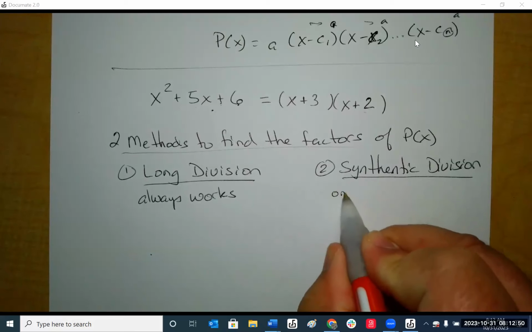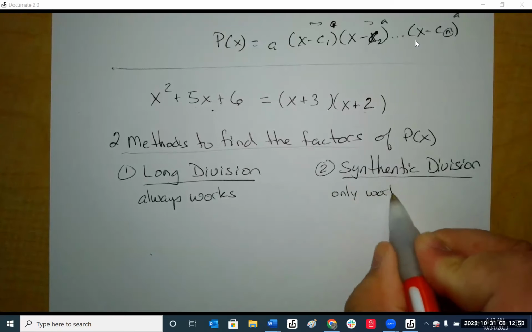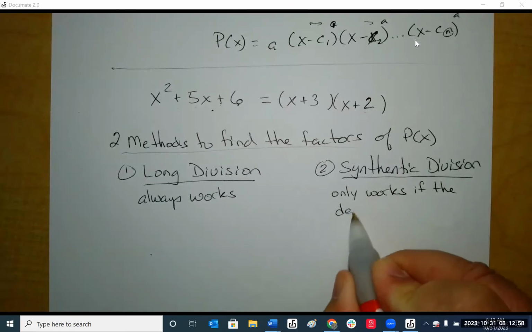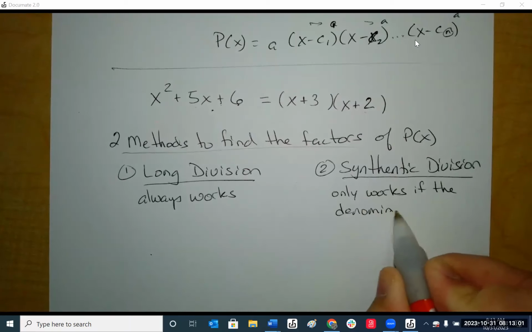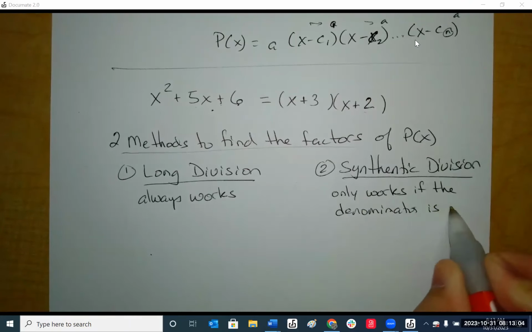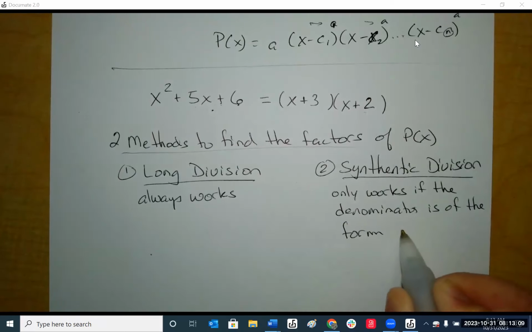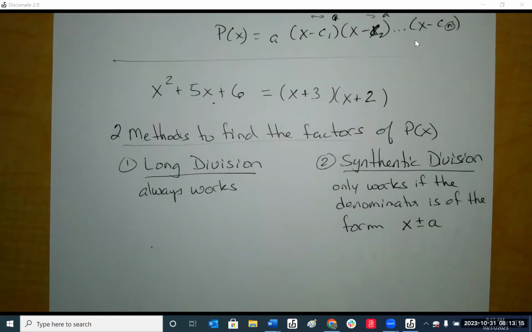Synthetic division only works if the denominator, the bottom number, is of the form x plus or minus some number. It has to be a linear equation. x cannot have an exponent or a number in front of it. It just has to be x plus or minus a number. If it's not that, it doesn't work, and you have to use long division. So that sucks.